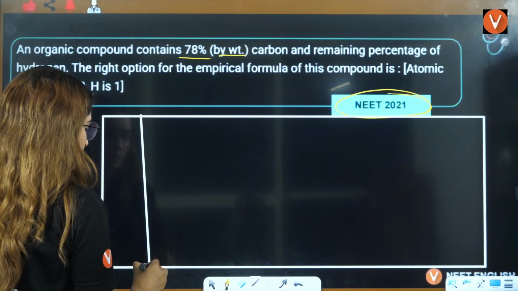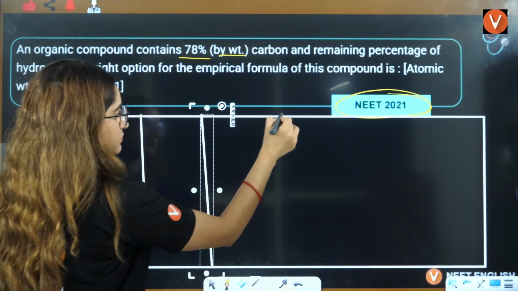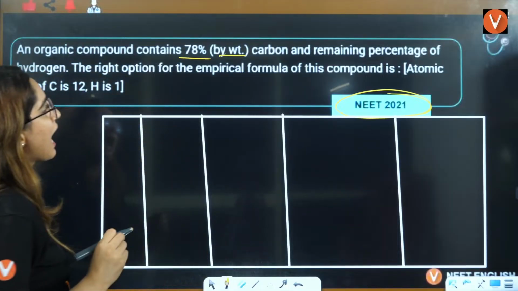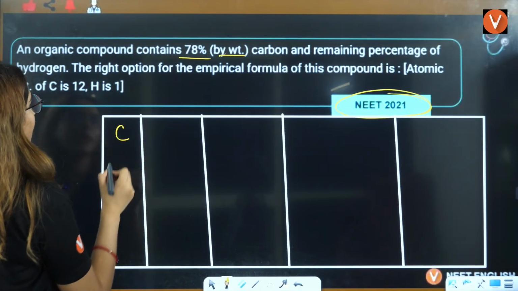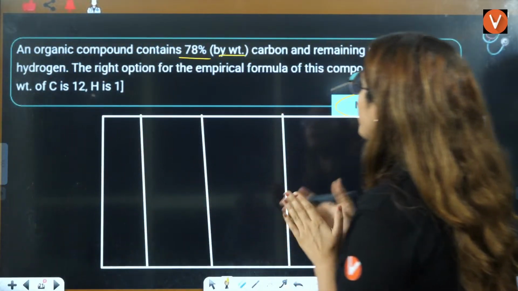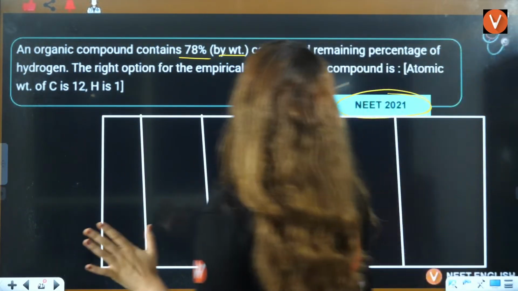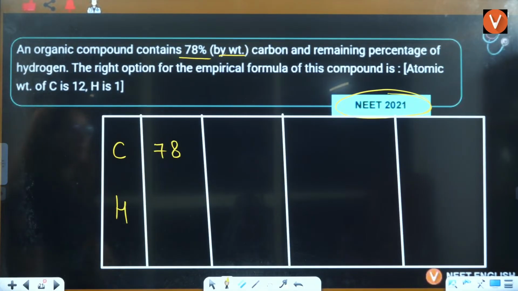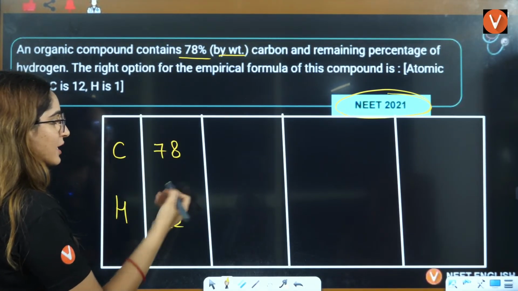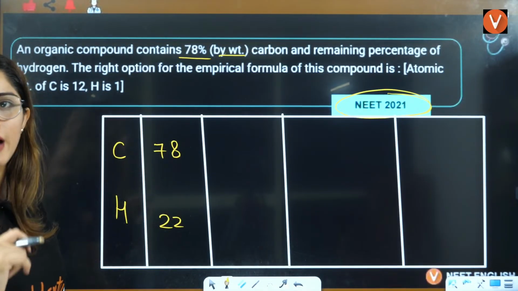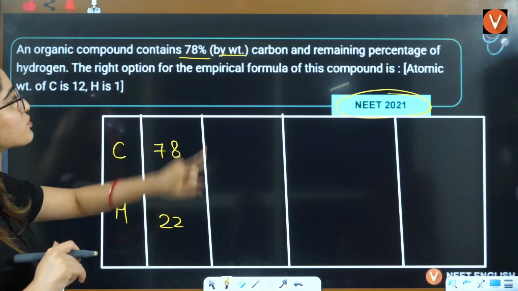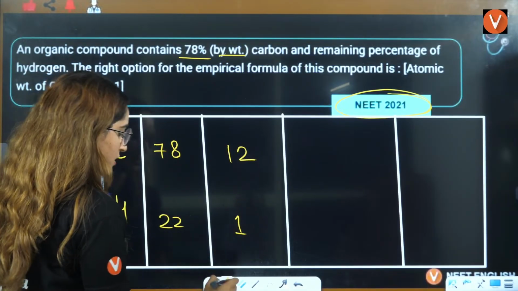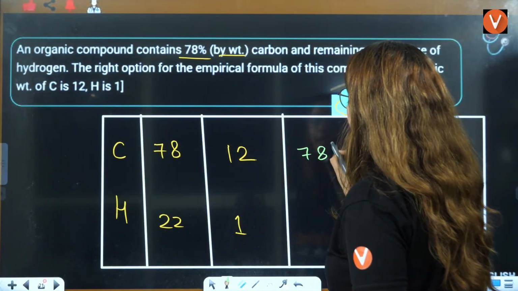Now this is the atoms. This is the percentage of atoms, atomic mass, then the ratio you have to calculate. Let's do that. The atoms are carbon and hydrogen only. They are saying the organic compound contains carbon and the remaining percentage is hydrogen. So it is simple. Carbon and hydrogen only, 78% is carbon, right? So that means you are left with 22%, and that is your hydrogen. They are saying the remaining is hydrogen. Find the right option for the empirical formula of the compound. We know that the atomic mass for carbon is 12, for hydrogen is 1.